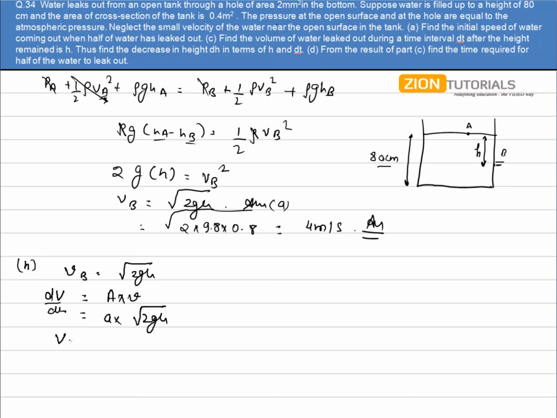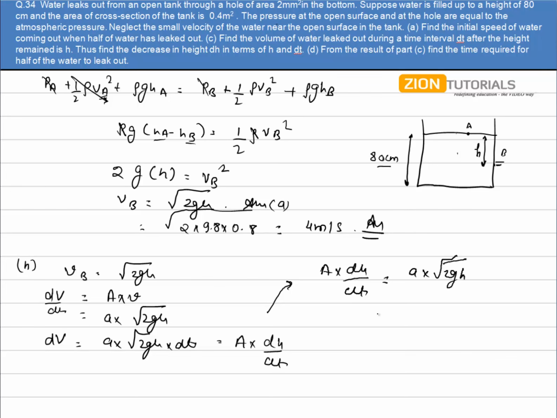So the volume that is flowed in a time dt is given by a into root 2gh into dt. Now this is my rate of flow of volume through the orifice, and this will also be equal to the rate at which the volume is flowing from the point A. It can be written as area of cross section into the velocity of the top surface, that can be written as dh by dt. Okay, so what I get is capital A into dh by dt is equal to small a times under root of 2gh.